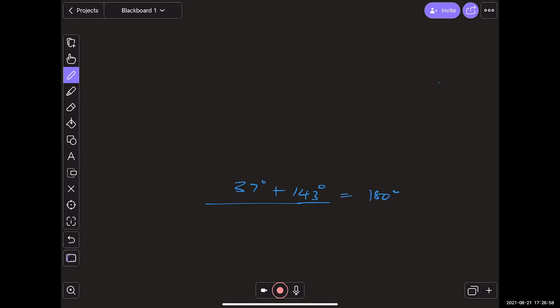Now, the importance of this 180 is that it's exactly half of 360 degrees, right? So 360 degrees divided by 2 is equal to this 180 degrees. And what's important about 180 degrees? Do you actually already know this?